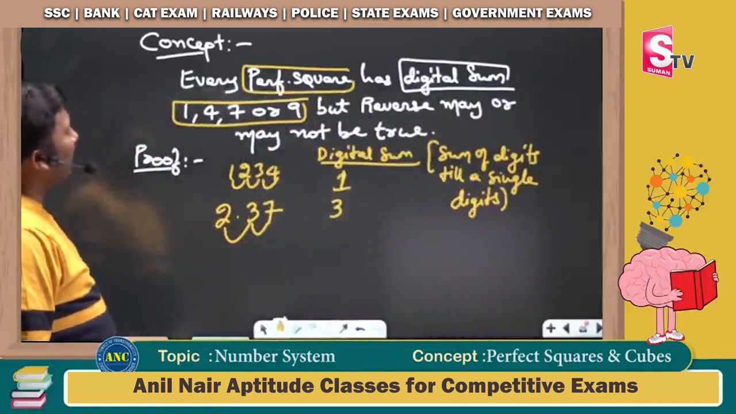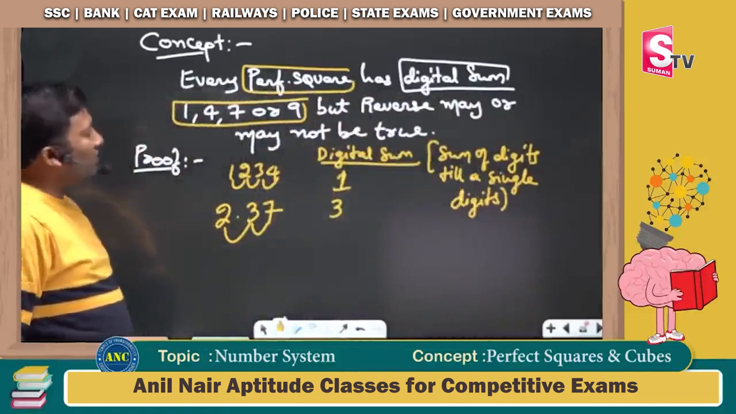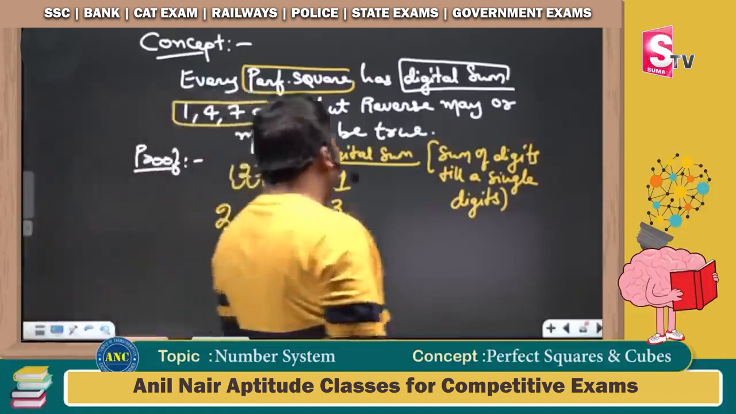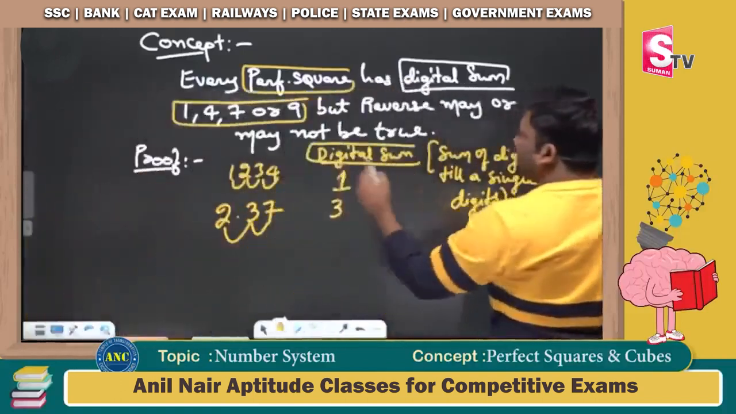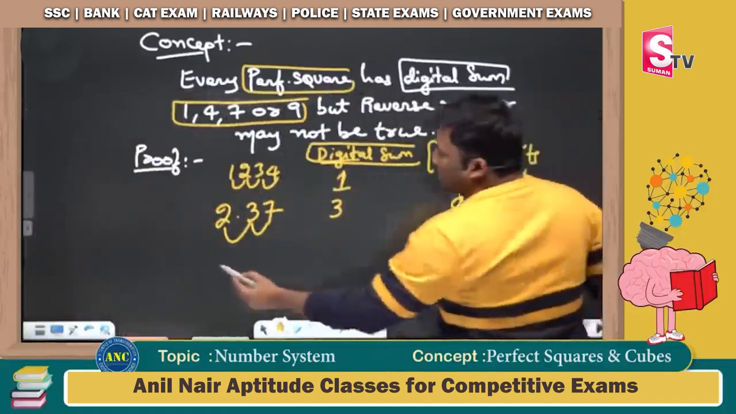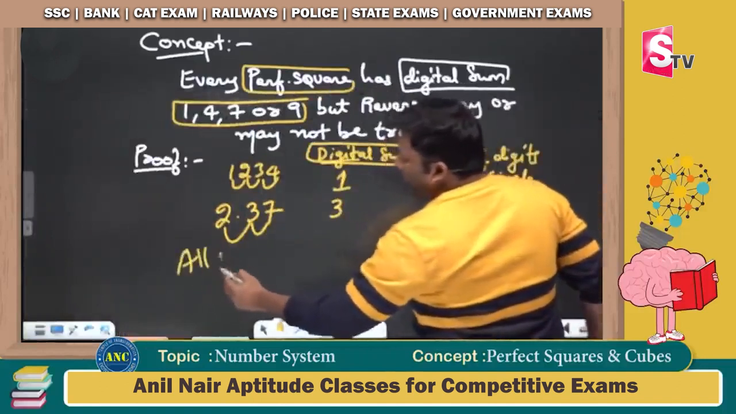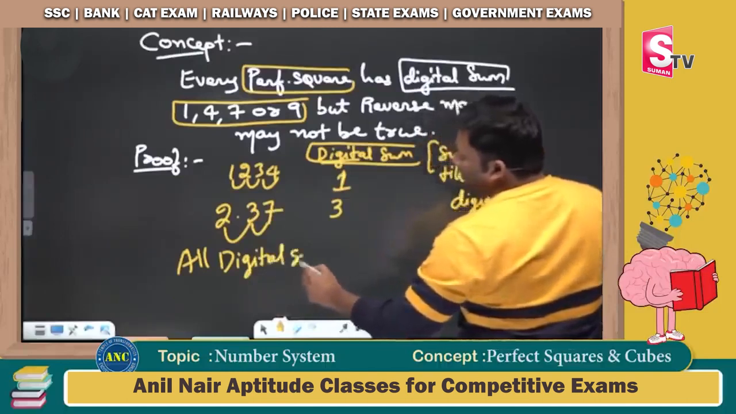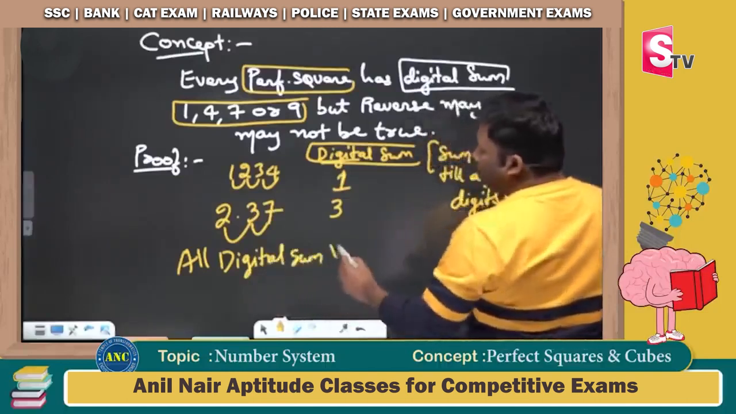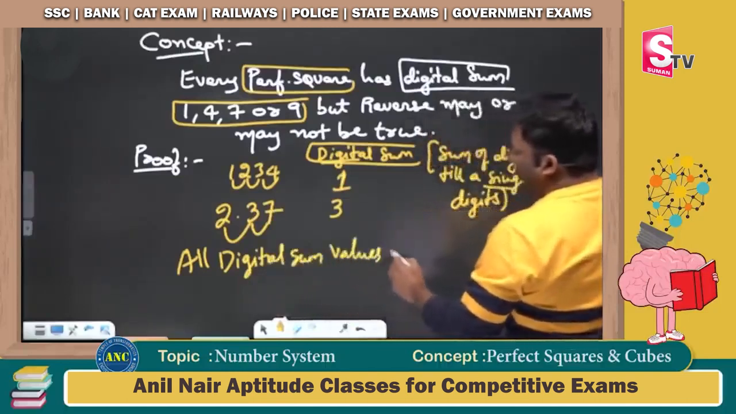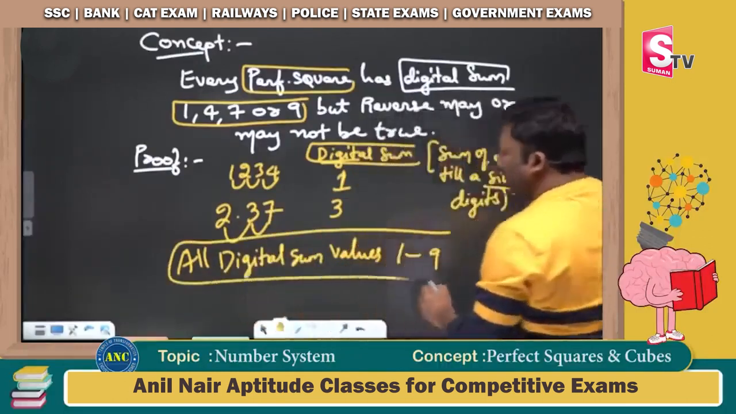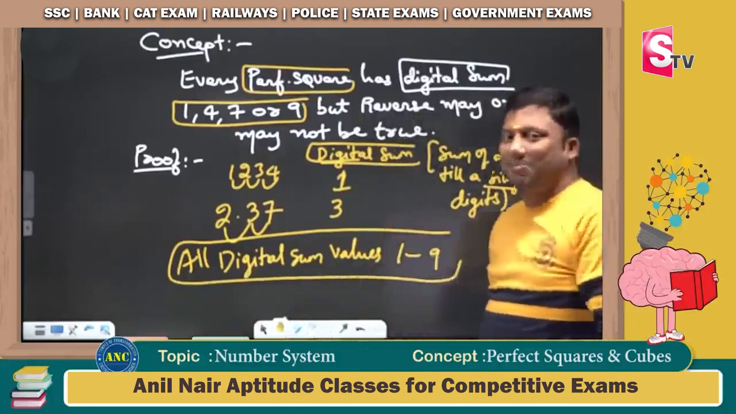Every perfect square has a digital sum of 1, 4, 7 or 9. But the reverse may or may not be true. Because the definition of digital sum is to keep summing until a single digit is obtained, all the digital sum values will range from 1 to 9. Why? Because we are doing the sum of the digits till a single digit is obtained.